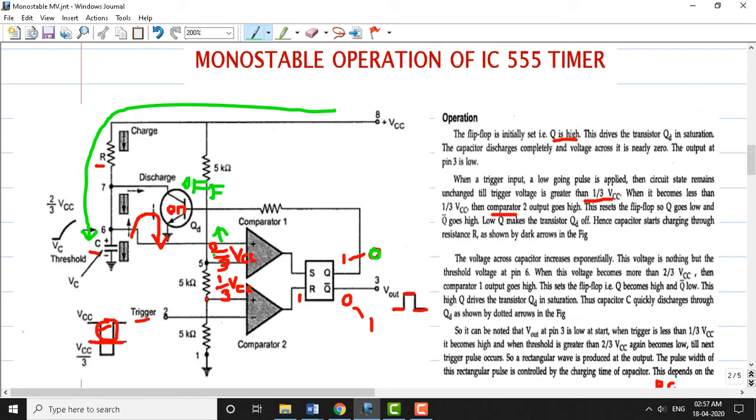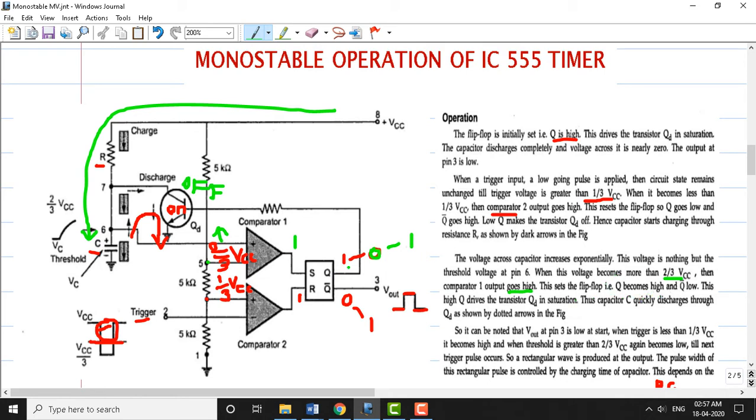Voltage rises here. Once the voltage here becomes greater than 2 by 3 VCC, already we have seen that there is 2 by 3 VCC here, and now at pin number 6 our voltage across the capacitor rises beyond the 2 by 3 VCC. Then the comparator 1 output goes to high. So that's what we have seen here. So when this voltage becomes more than 2 by 3 VCC, the comparator 1 output goes to a high level. So this sets the flip-flop. Once comparator 1 output goes to high level, the flip-flop output is now set. Set means this becomes 1 now. So this sets the flip-flop.